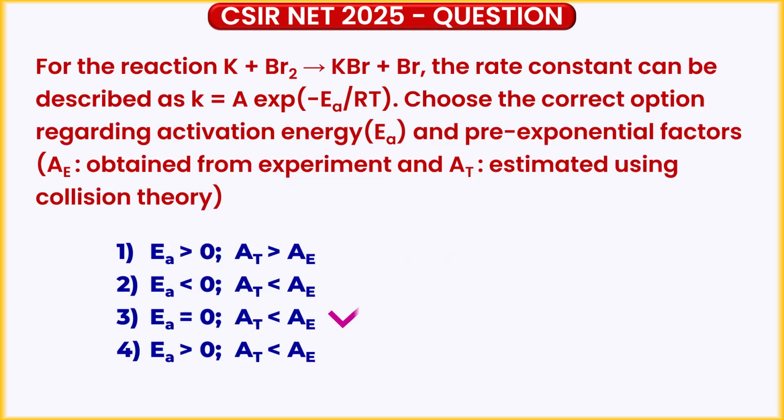Therefore, the correct option is 3. Here EA is given as 0 and A_T is less than A_E.